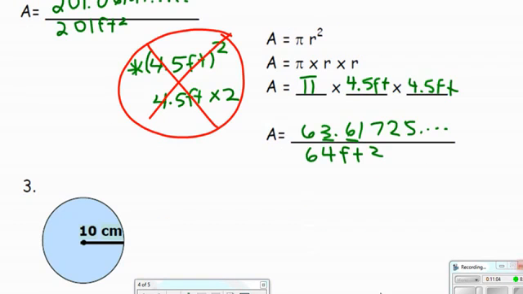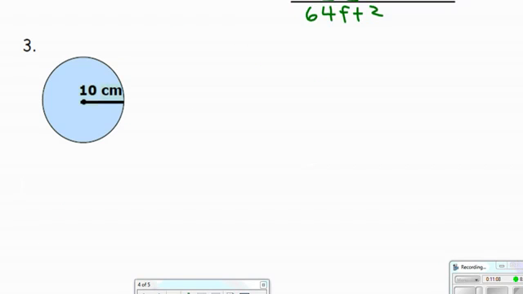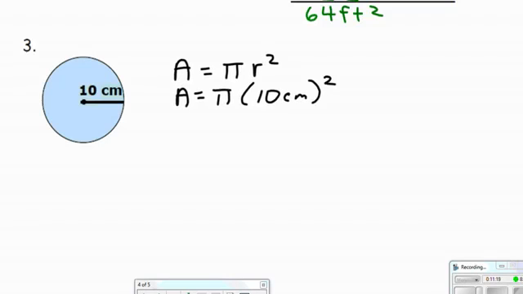Your last example that we will do together is area equals pi r squared. So area equals pi times 10 centimeters squared. Remember, the squared is outside the bracket, so it applies to everything in. So area equals pi times 100 centimeters squared. 10 to the power of 2 is 100. And centimeters to the power of 2 is centimeters squared.